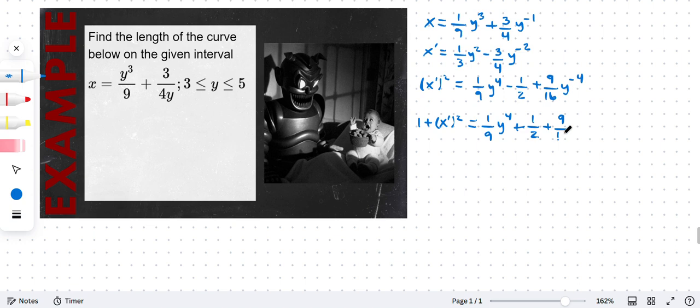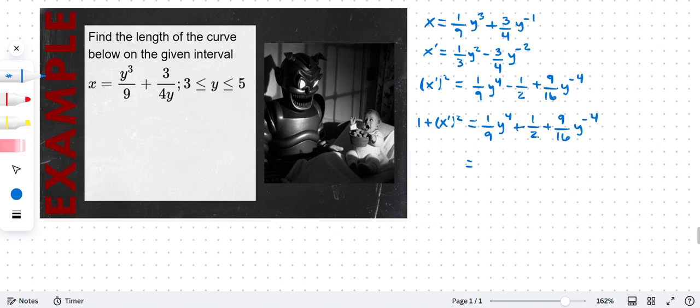9/16 y to the negative fourth. All right, so we can factor just like we did before. And it's going to turn out to be, just like I said before, this thing right here, our x prime, but the conjugate. So it's going to be plus instead of minus.